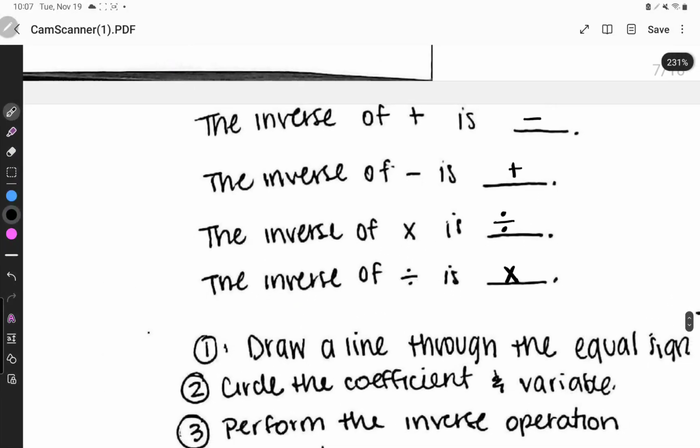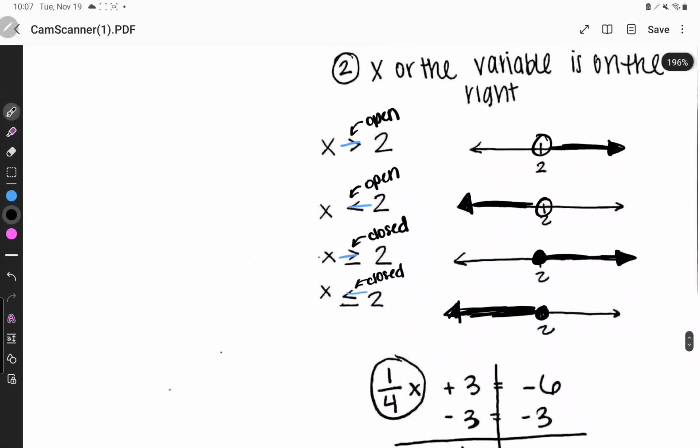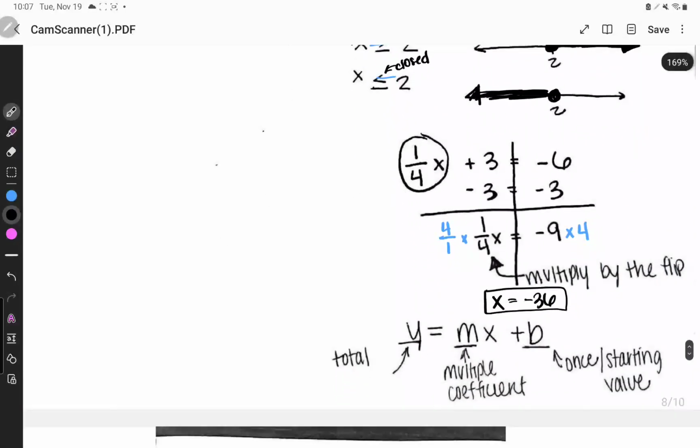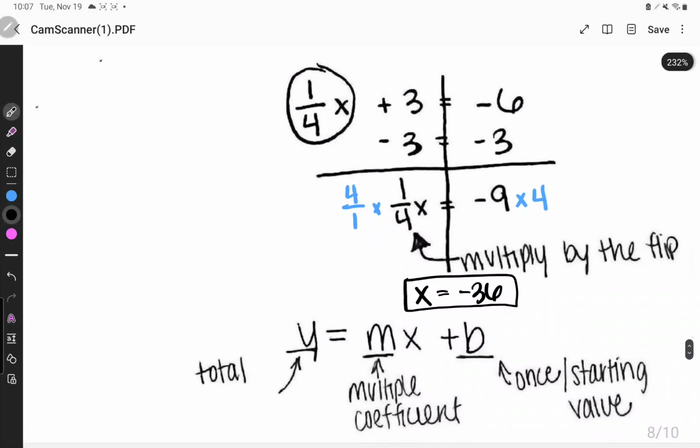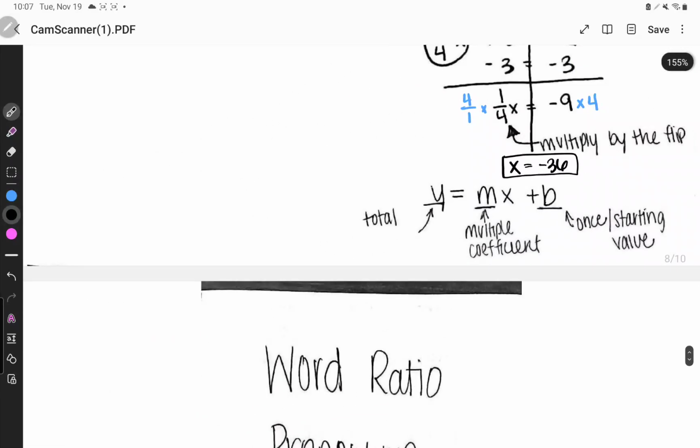Here's your inverse operations. Steps are already there. Flipping an equality sign is already there. Here is which direction to graph. And then right here is how to get rid of a fraction coefficient. And then this right here is your vocabulary.